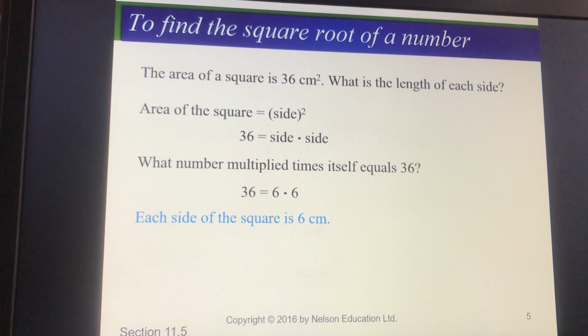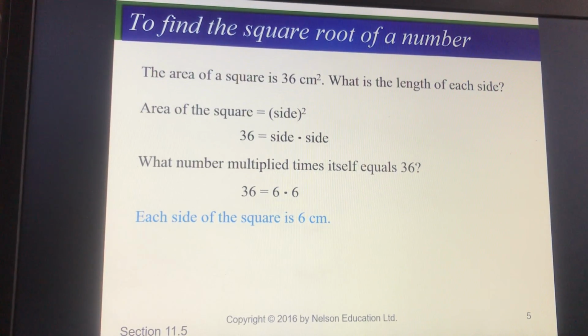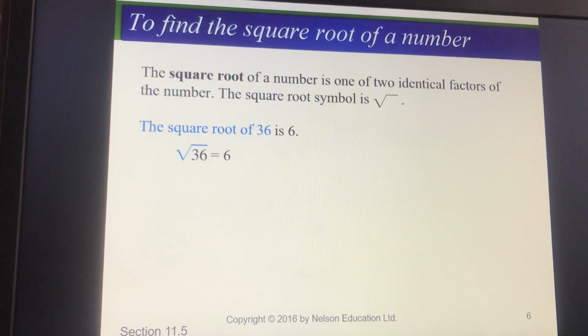The area of a square is 36 centimeters squared. What is the length of each side? The area of a square equals the side squared. So 36 was actually the measurement of one side times itself. So what number multiplied by itself gives us 36? Correct, the answer is 6. So 6 is going to be the side of the square. This is how we show it: the square root of 36 equals 6.